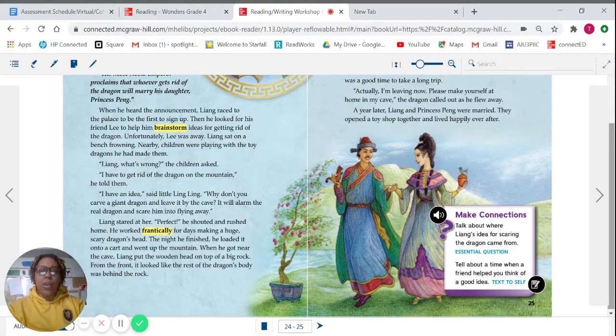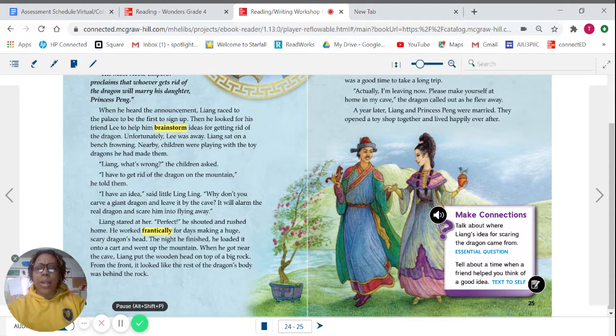Can you talk about where Liang's idea came from? Remember, we said his friend Li wasn't there to help him brainstorm originally, so where did Liang get the idea to scare away the dragon? That's right, Liang got the idea from his friends in the village, the children that were playing with his toys. They got the idea from the toy dragons that he had made them.